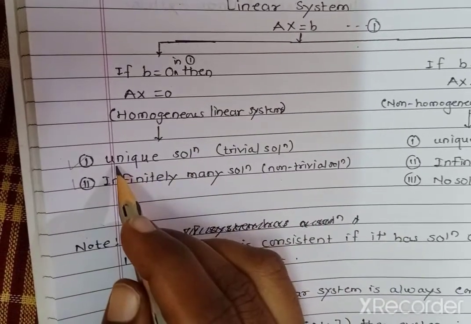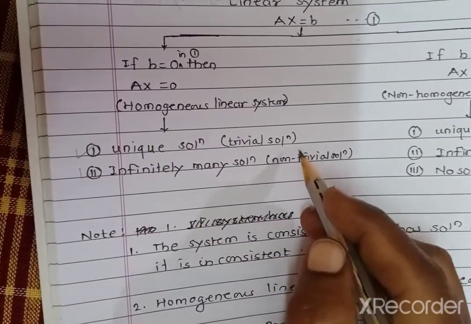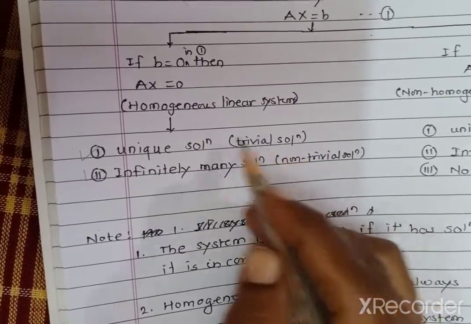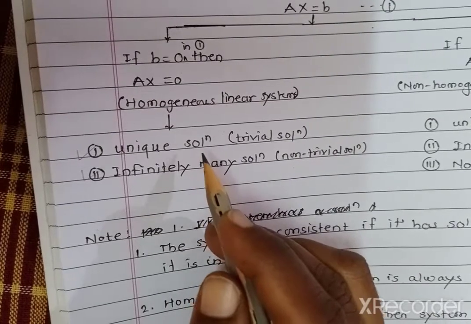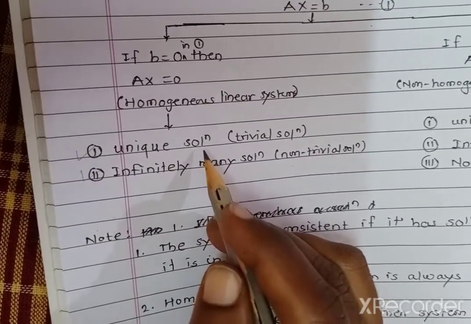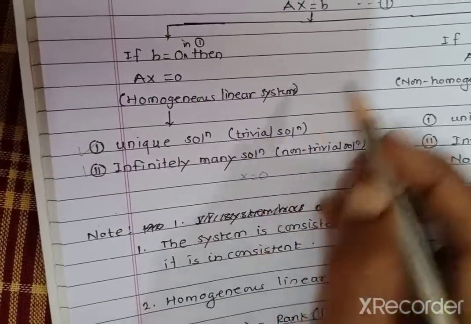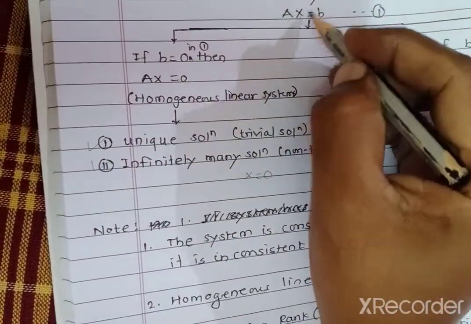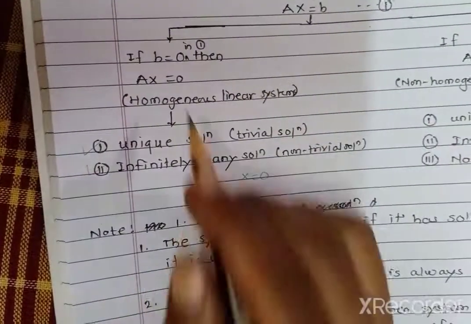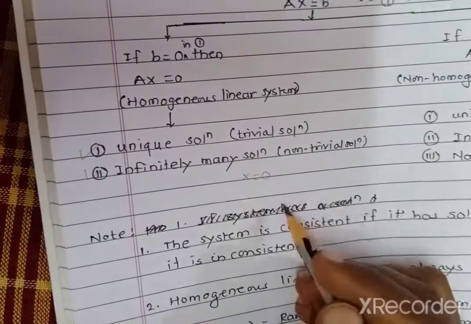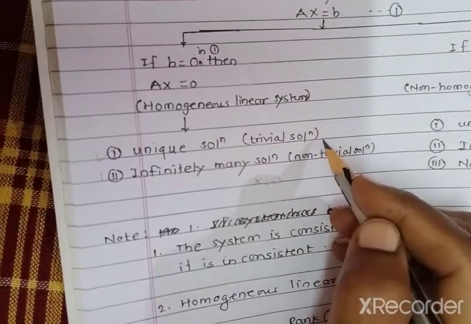But not necessarily here is the unique solution a trivial solution. No. A homogeneous linear system has one obvious solution, which is x equal to 0. x is 0 means all variables take the value 0, then the system is satisfied, and this type of solution we call a trivial solution.